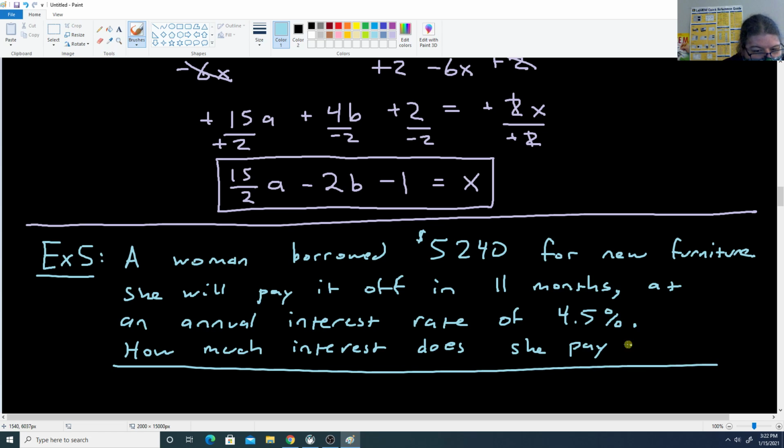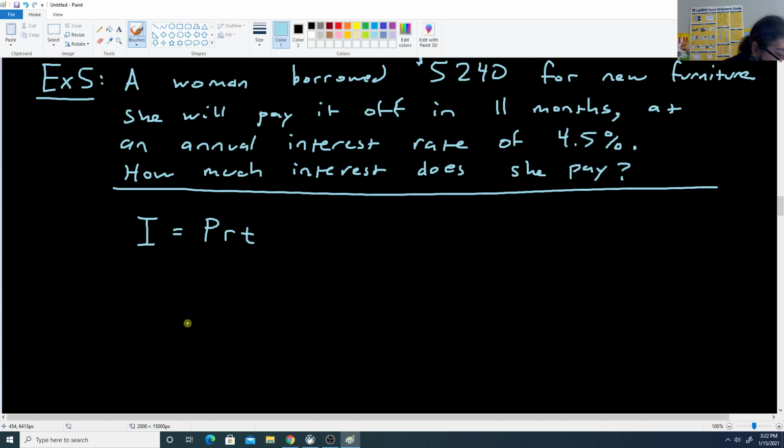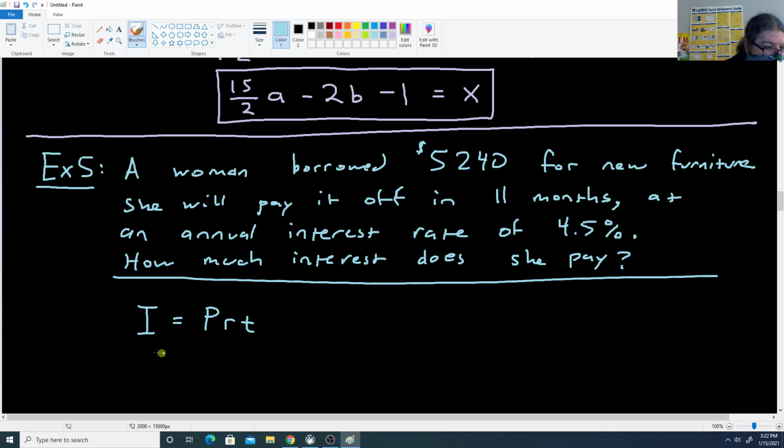Okay, so for this problem, we're going to use a simple interest formula: I equals P times R times T. I is going to be the amount of interest. P is going to be the principal, that's the initial amount, the amount we borrowed. So that's going to be $5,240 in this case.